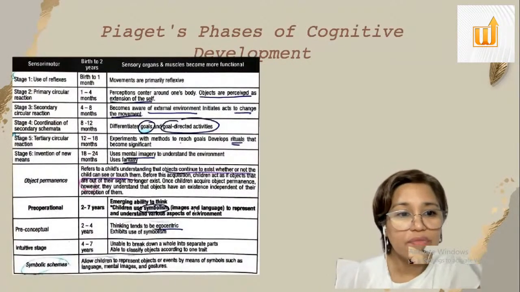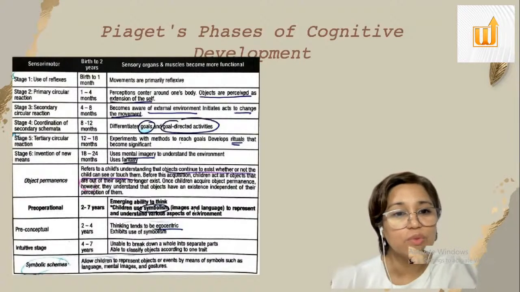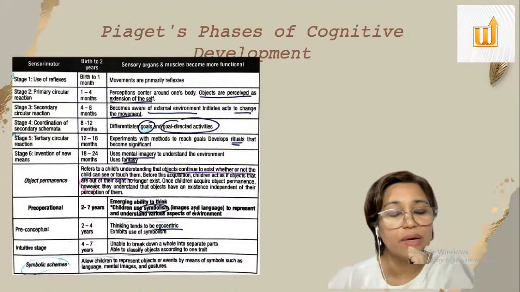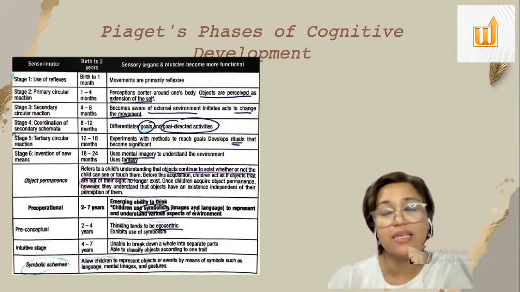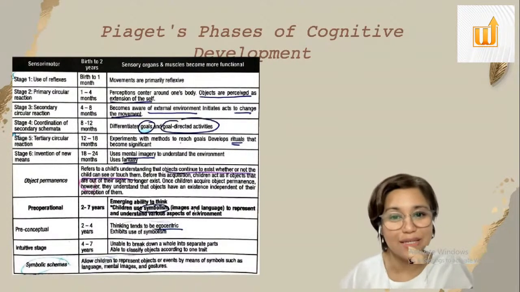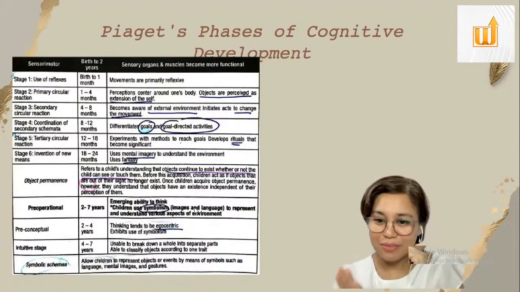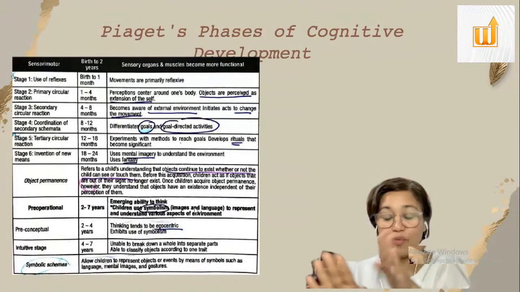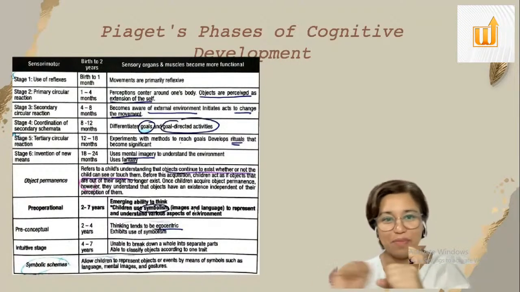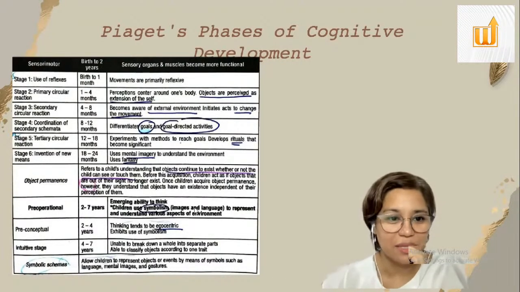So, what are the phases of development? Of course, we look at birth to 1 month by the use of reflexes, and these are reflexive, cannot control. No, the child cannot control the body. That's why we bundle them. Kasi hindi pa nila control yung kanilang extremities.